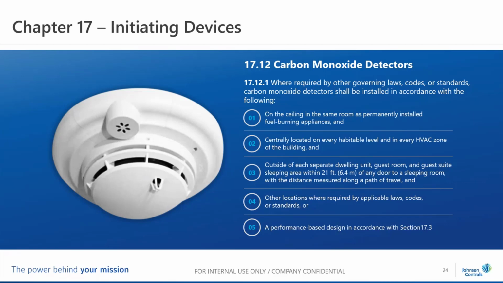So 72, just like 720, says to put one on the ceiling in the same room as the permanently installed fuel burning appliance, centrally located on every habitable level and in every HVAC zone of the building, and outside of each separate dwelling unit, guest room, guest suite, sleeping area within 21 feet of any door to a sleeping area, and in other locations that might be required by an AHJ, and if you're doing some kind of a performance-based design. So let's back up. So we say to put them on the ceiling in the same room as the permanently installed fuel burning appliance.